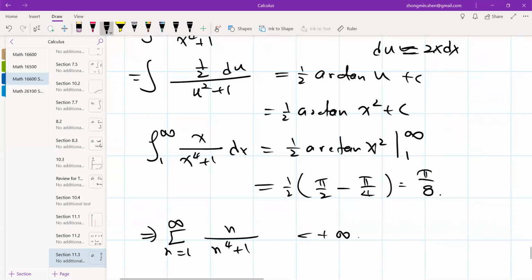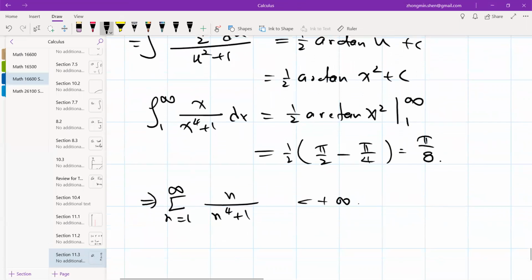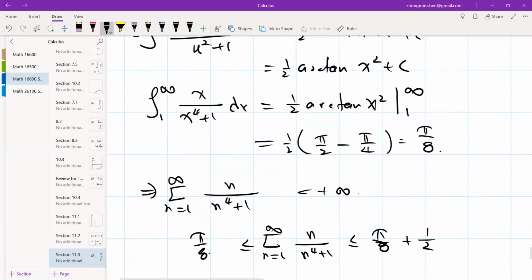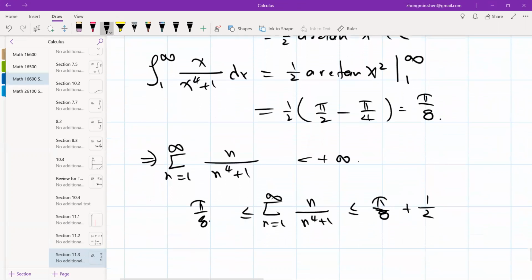It's convergent. Not only convergent, you can estimate, okay? You can estimate it's between the integral pi over 8 and the integral plus the first term when n equals 1, which is 1/2. So it's a pretty good estimate between those two numbers. The right side is the integral plus the first term, and the left side is just the integral. So you can estimate.